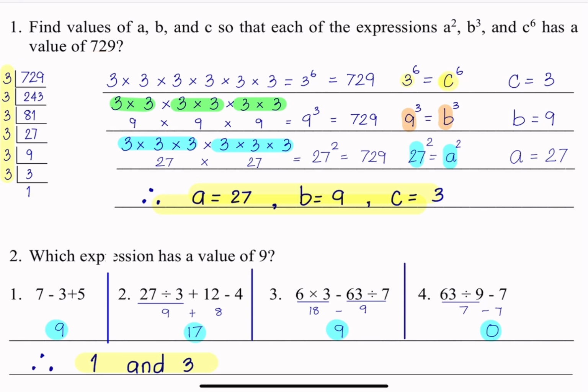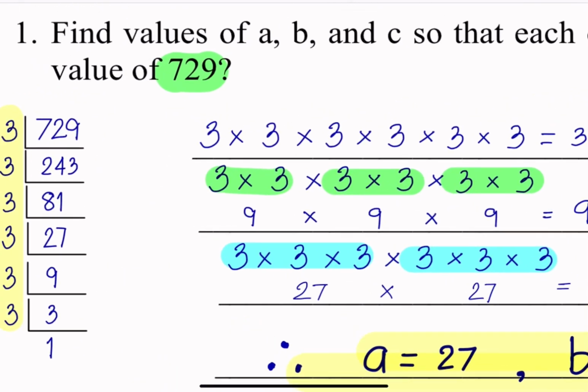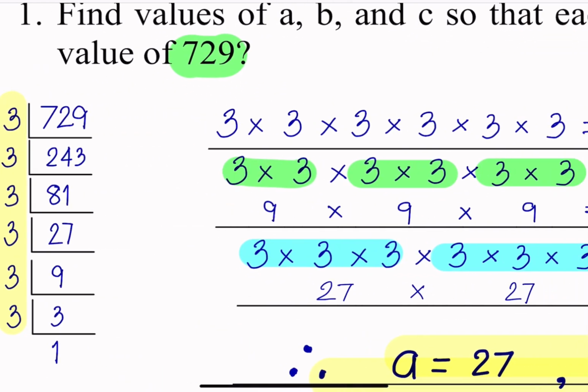So you focus first on the given value 729, and notice 729 is divisible by 3. So all we have to do is divide this by 3. 729 divided by 3 is 243. Then divide again by 3, we get 81. 81 divided by 3 is 27. And 27 divided by 3 is 9. 9 divided by 3 is 3. And 3 divided by 3 is 1.